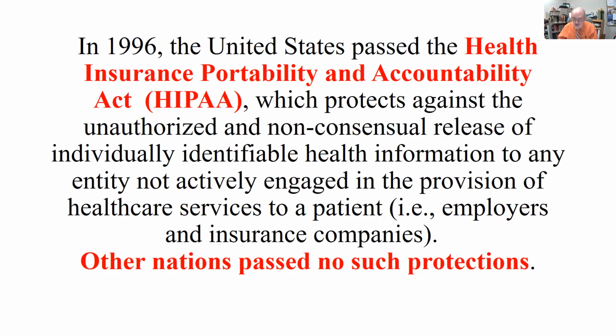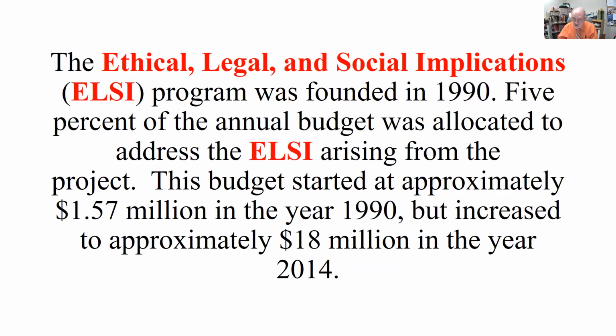Along with identifying all of the approximately 20,000 to 25,000 genes in the human genome, the Human Genome Project also sought to address the ethical, legal, and social issues which were created by the onset of the project. For that, the Ethical, Legal, and Social Implications Program was founded in 1990. 5% of the annual budget was allocated to address the ELSI arising from the project. This budget started at approximately $101.57 million in the year 1990, but increased to approximately $18 million in the year 2014, for which the last year we have any figures.